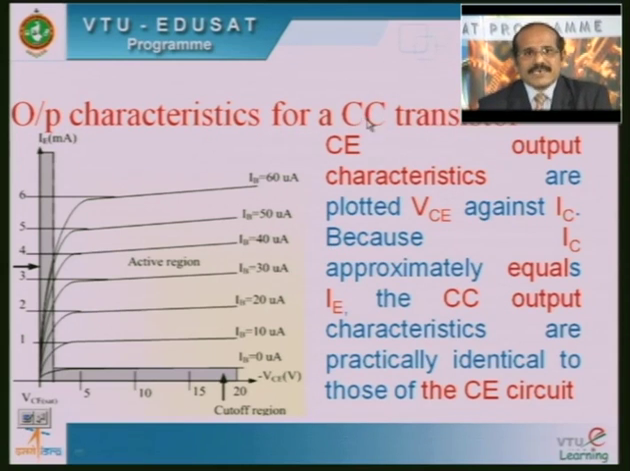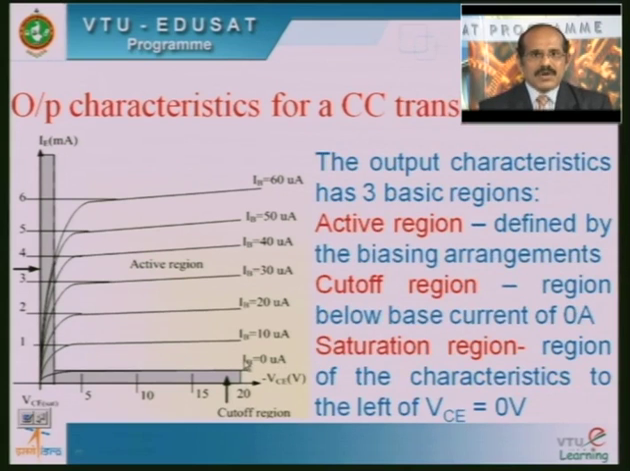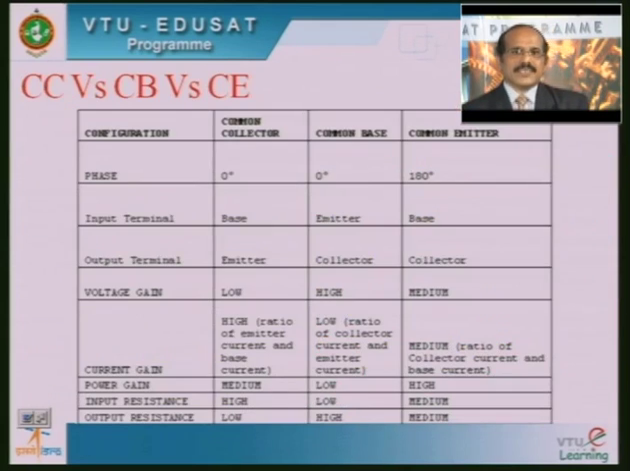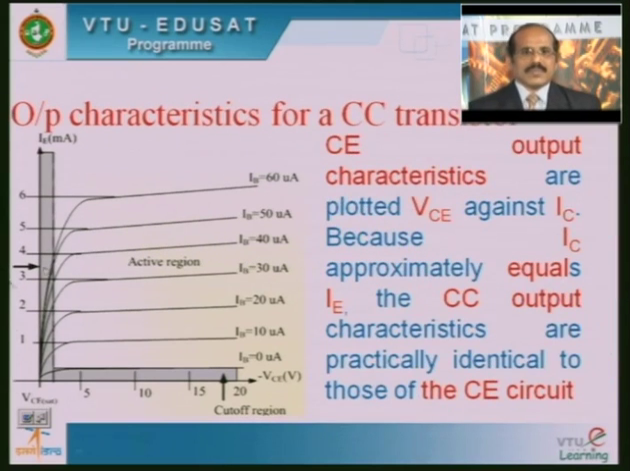In the common collector configuration, base is the input, emitter is the output. Therefore, the output voltage is the collector to emitter voltage, and output current is the emitter current, keeping the base current constant. I repeat, the output characteristics is a plot of the graph between VCE versus IE, that is output voltage VCE and output current, because this is a common collector configuration.